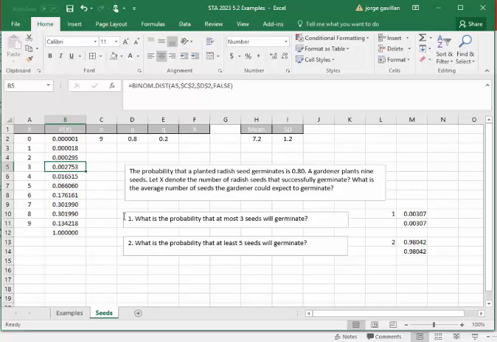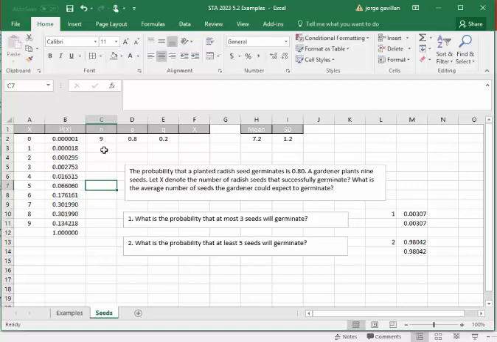It's about 0.003. And then 4, now they're increasing a little bit more. So this is about 2% that I get 4 seeds, only 4 seeds germinating. Only 5 seeds, about 7%. And then 6 seeds germinating jumps up to about 18%. And then 7 and 8, I get about 30%. And then for 9, I get about 13% or so. And then it adds up to 1 for all of them. And so if I was building a probability distribution for an example, this is exactly how I would do it.